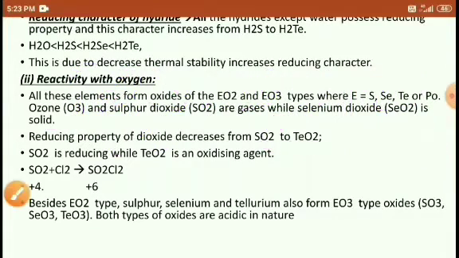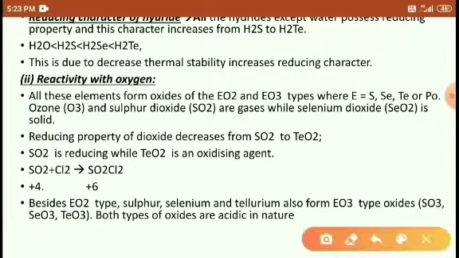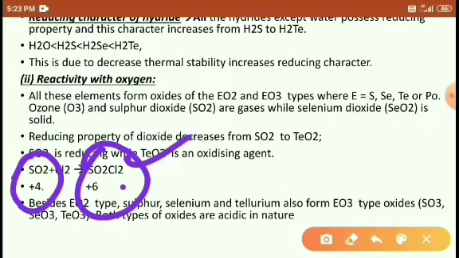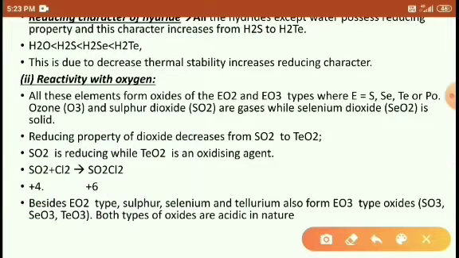Sulfur dioxide is a strong reducing agent. How does it act as a strong reducing agent? Look here students, one example. SO2 reacts with chlorine to form SO2Cl2, sulfuryl chloride. In this case the sulfur oxidation state is +6. So the oxidation state increases, which means it acts as a reducing agent.